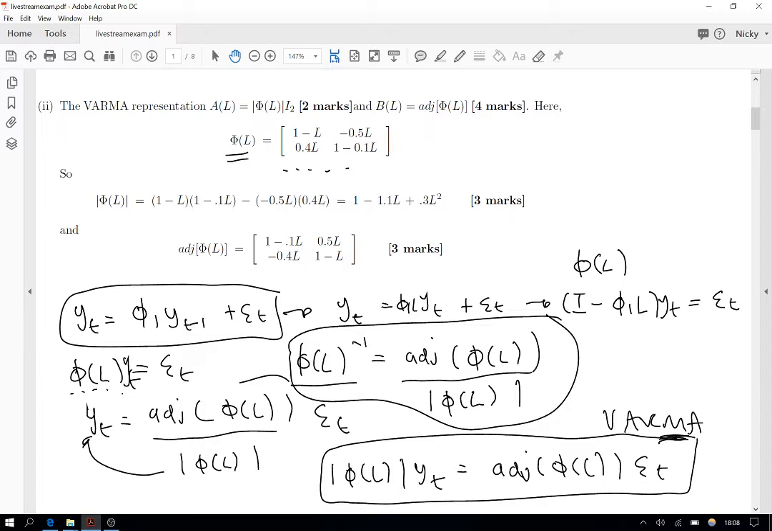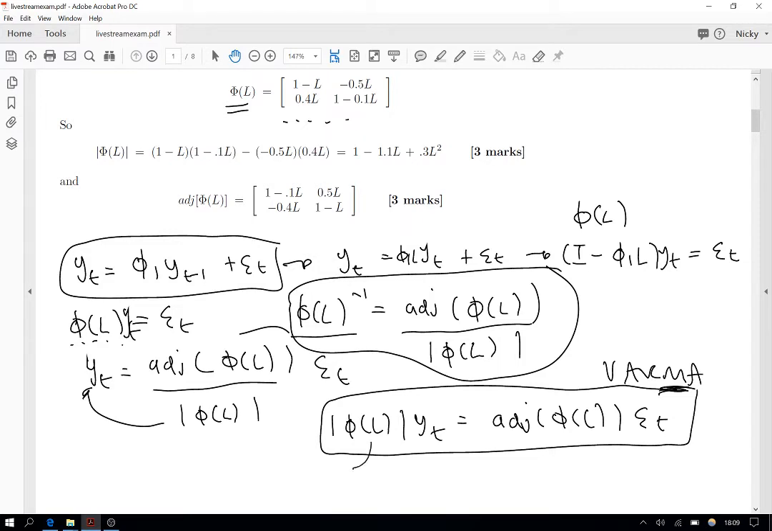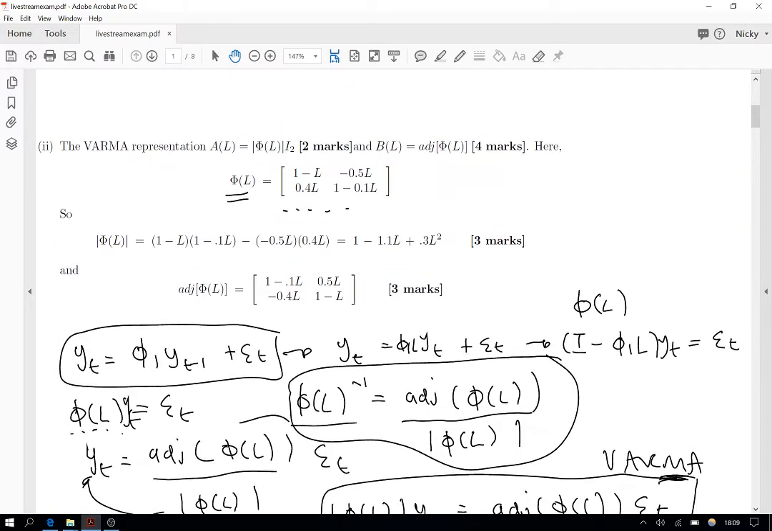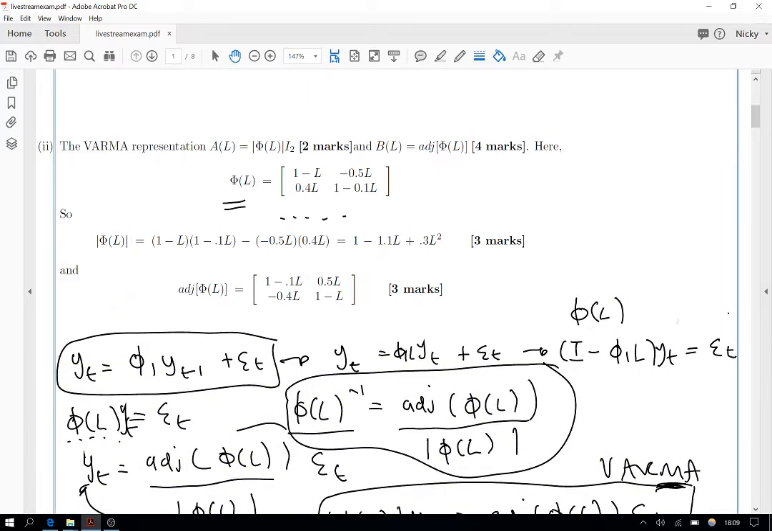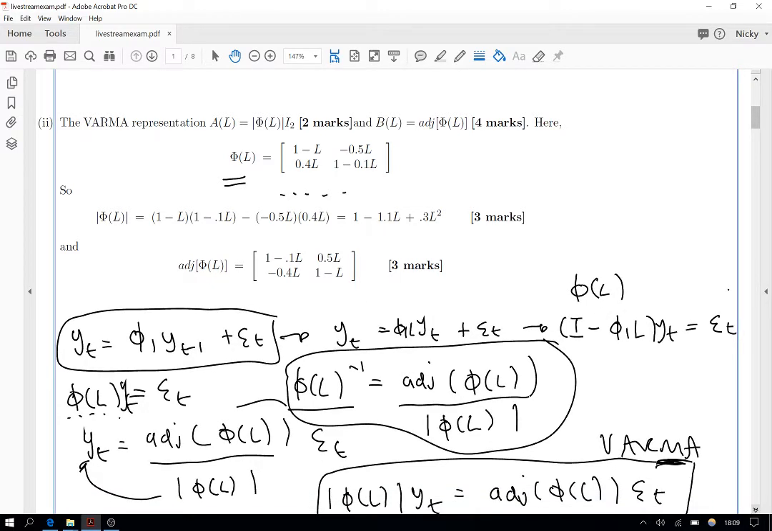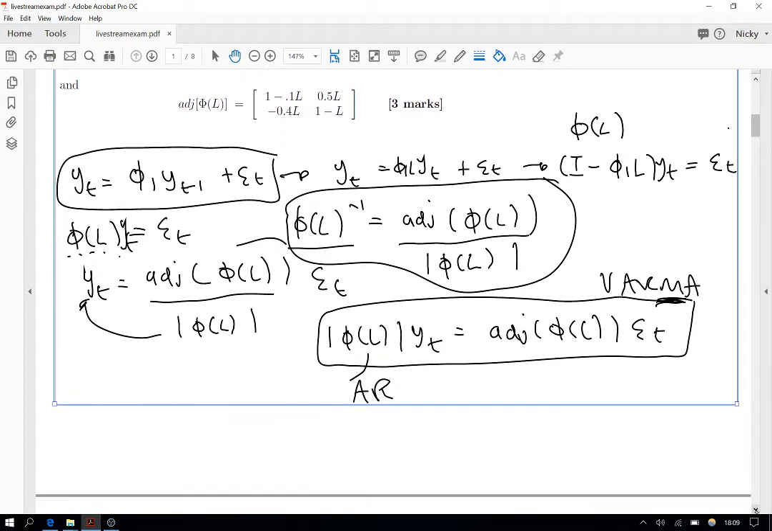And one of the main benefits of the VARMA representation is that it decomposes the model. On the left-hand side we have the AR component, which is crucial for stationarity, and relates to why doing this characteristic equation method works. And on the right-hand side we have all the MA components. So this is why it's useful.